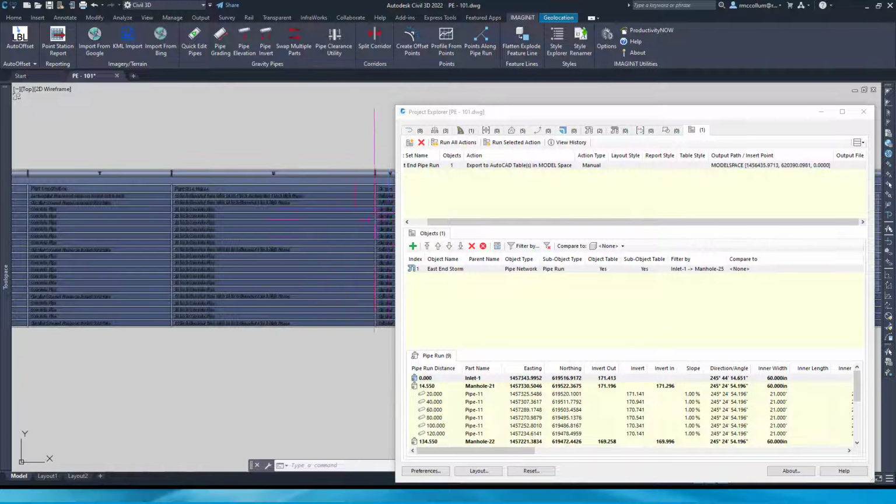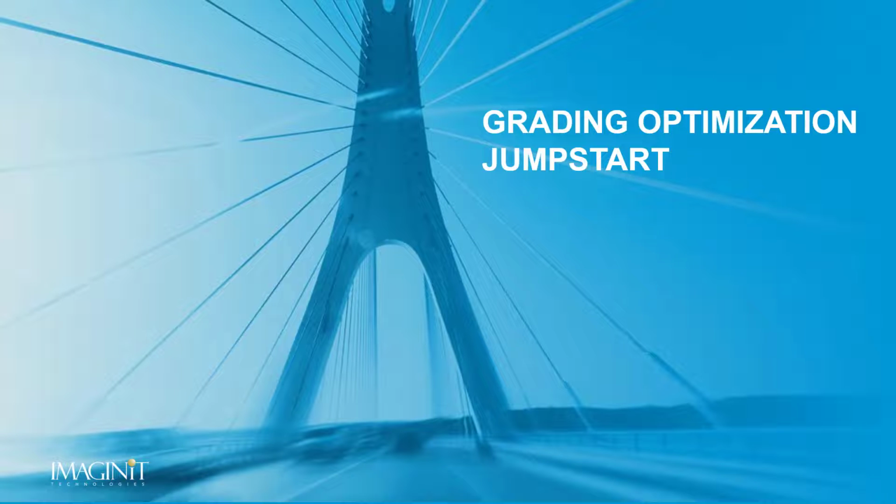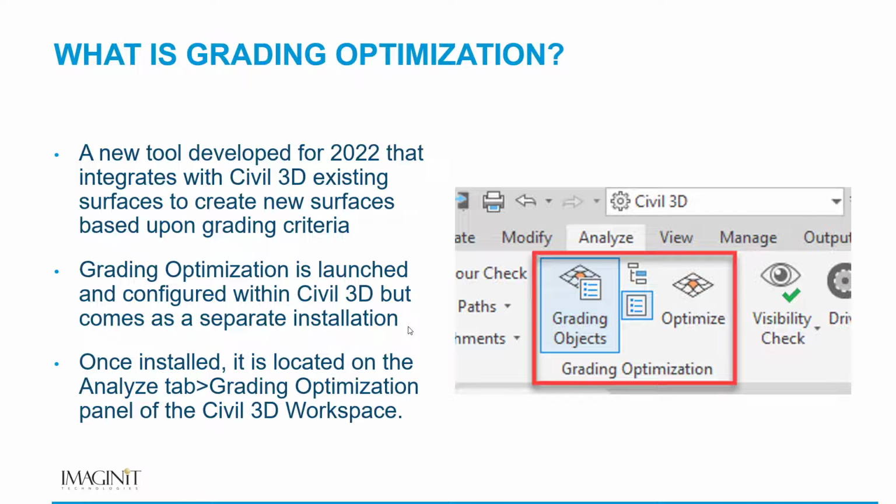All of that is something you can set up in Project Explorer, run it, generate it, and if any design changes occur, you can always run it again. Let's switch gears now and talk about the grading optimization Jumpstart. In this service, we're going to talk about grading optimization, how to use it, the layout, as well as some of the things that give you an idea of the best practice of how to use it.